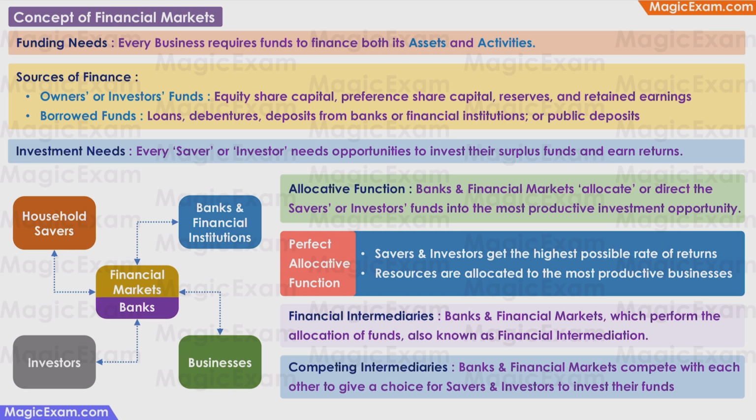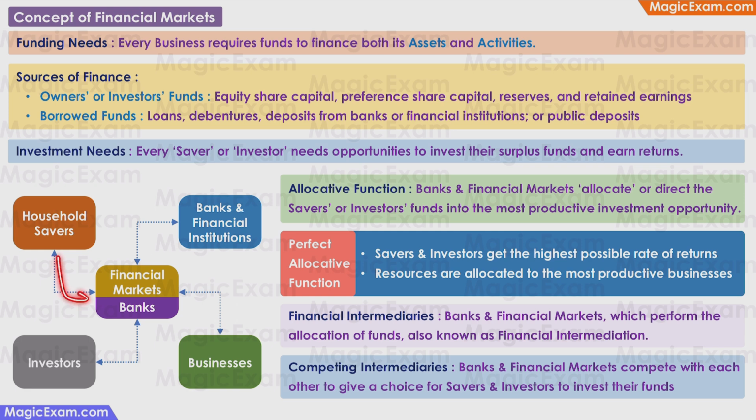Banks and financial markets, which collect the funds from the savers and the investors and provide it to businesses, perform the allocation of funds. This allocative function is also known as financial intermediation. So, banks and financial markets are called financial intermediaries. As a saver, you have a choice of either investing your money in a bank fixed deposit, or you can go through the financial market and directly invest in a business for higher returns, of course at a higher risk.